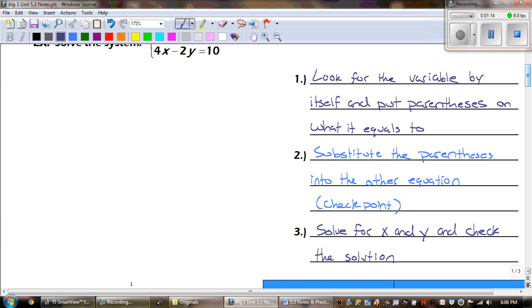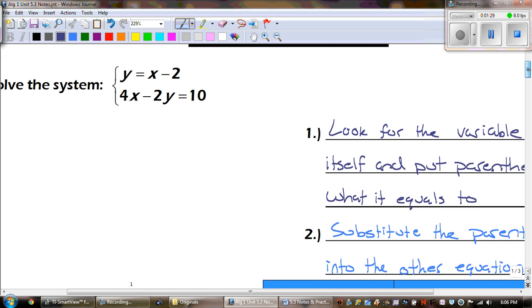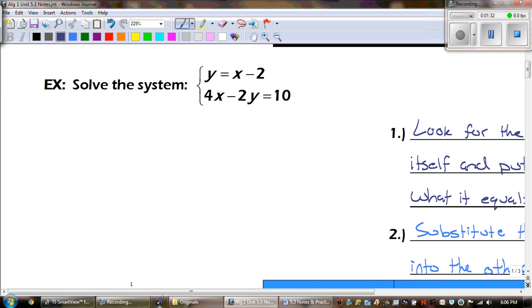Okay, so I know I kind of went through those quick. If you need a little bit more time, just pause the video. Now we're going to get these started. Okay, so I'm going to zoom in so we can look directly at our equations. So step 1, I need to find the variable that's all by itself. And there we go. See how the y is all by itself? So step 1 would be putting parentheses on what it equals to, and y equals (x minus 2).